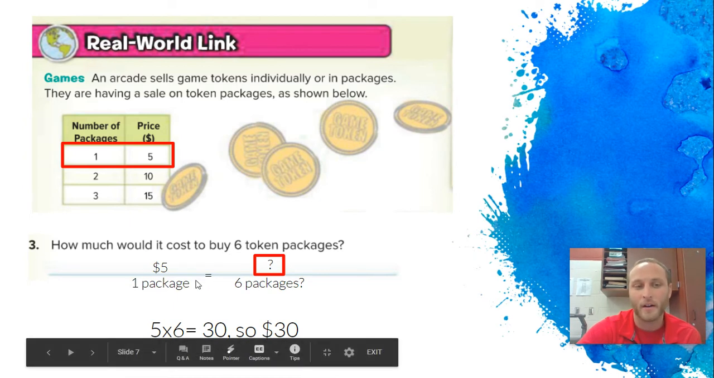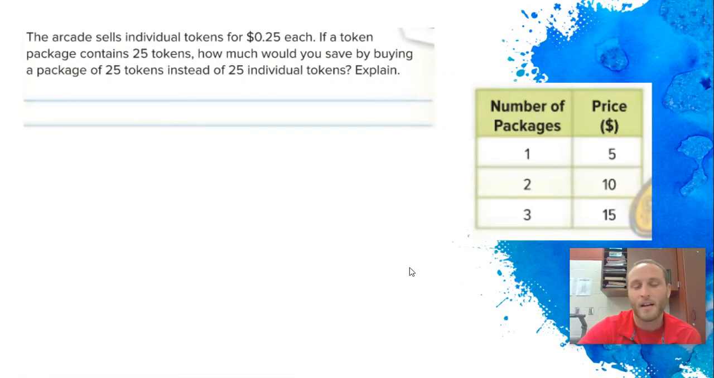Okay, so you can look at numbers side by side as well. Or I could have just used my unit rate. One package is $5, and multiply it by 6 that way as well. All right, and the last one, this is probably the toughest question that you might get asked in a table that looks something like this.